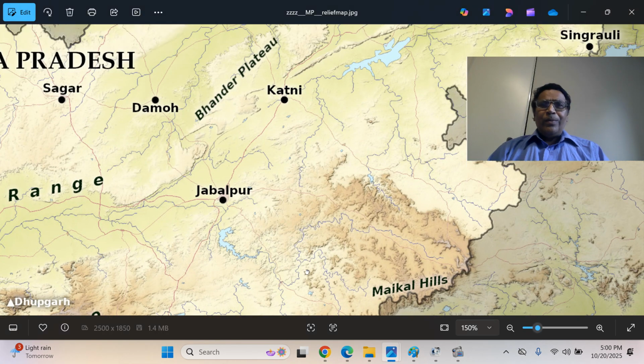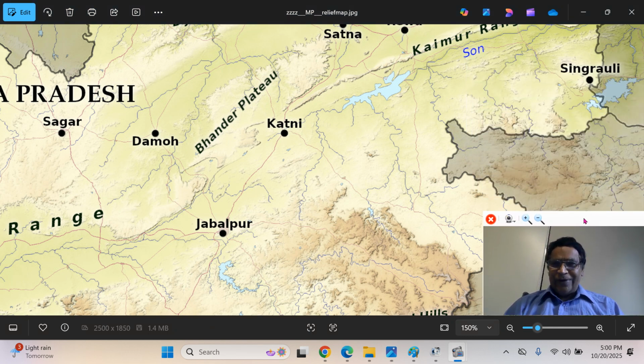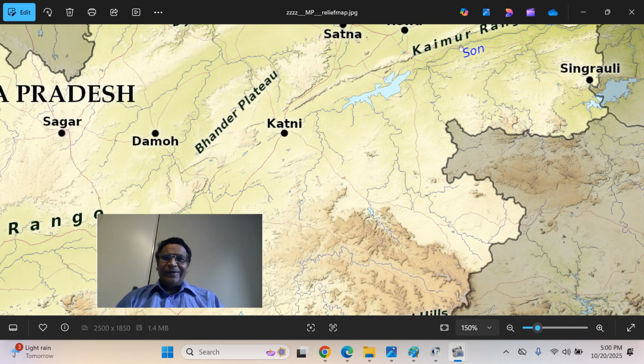So you should always start with certain landmarks when you look at the physiography. This is the Son River. This is the Bansagar. You see the Son River. This is the Narmada River. This is the Johila River, a tributary of Son River. Son River comes from here. That is the Pendra Basin. Pendra Basin, Son River goes there.